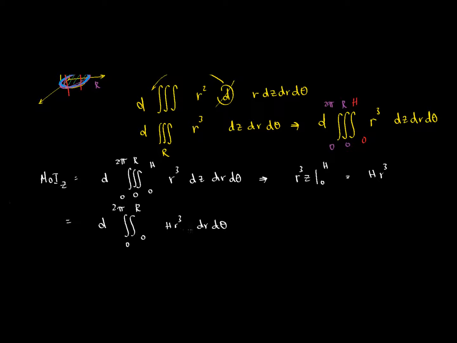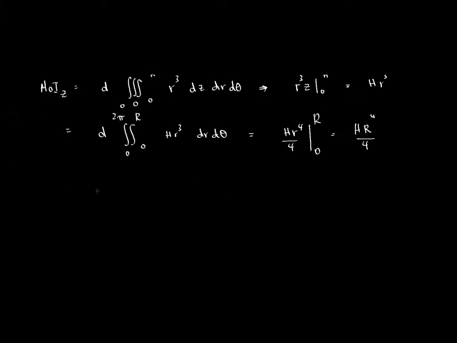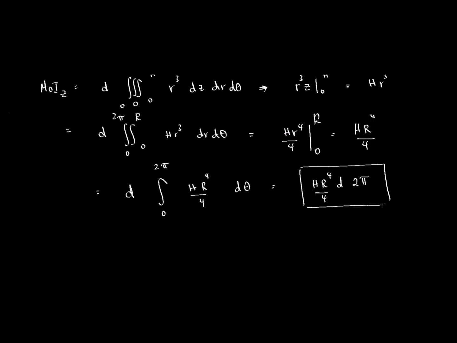Now if we integrate h r cubed with respect to r, you're going to get r to the power 4 divided by 4, ranging from 0 to capital R. It's going to be h capital R to the power 4 divided by 4. It's equal to the density, from 0 to 2 pi, h R to the power 4 divided by 4 d theta. So that's going to be h R to the power 4 divided by 4 times density times 2 pi. And this is the moment of inertia about the z-axis.